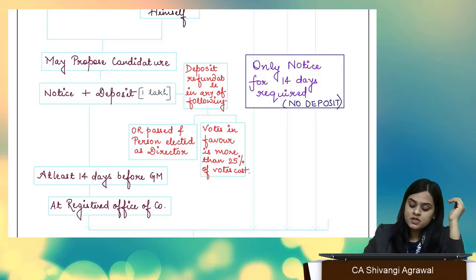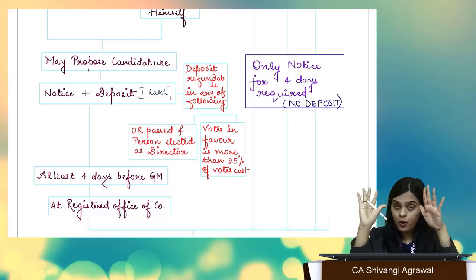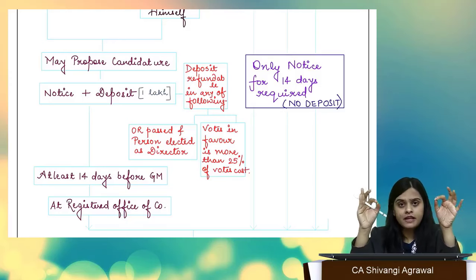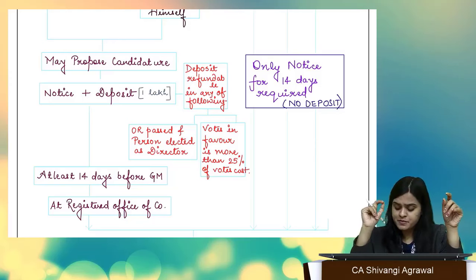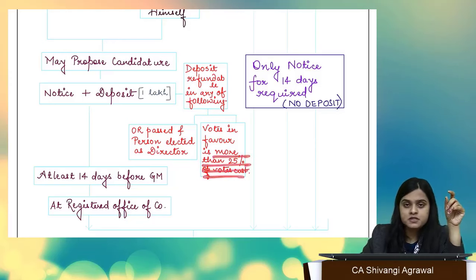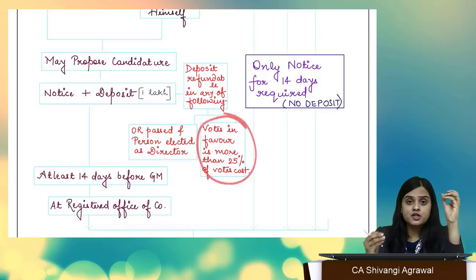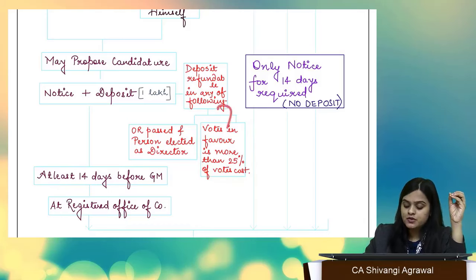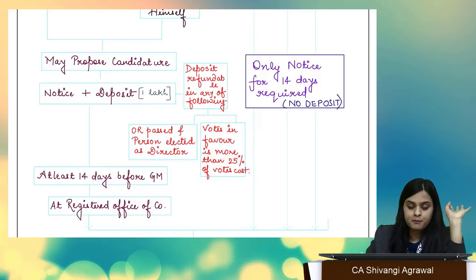Now this deposit will be refunded if the person is elected as a director, or even if he is not elected but his votes are more than 25% of the total votes which have been cast, it shows that he was a serious and eligible candidate. So in this case also the refund is made. Fine.